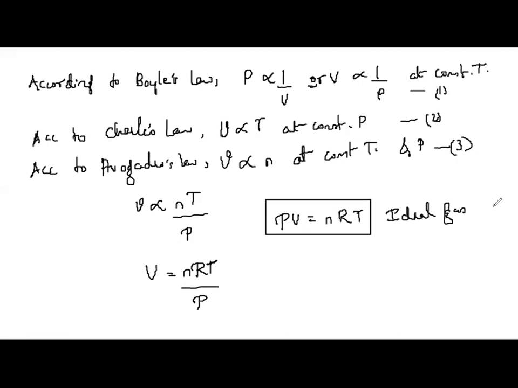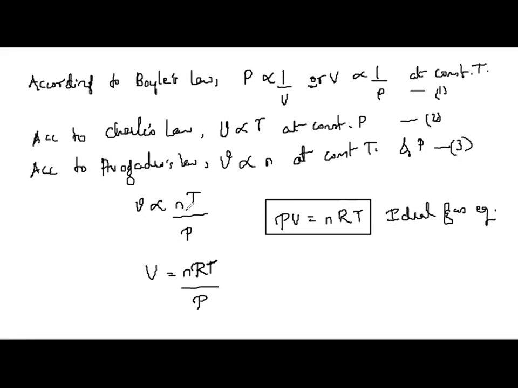Ideal gas equation. It is called the ideal gas equation: PV = nRT. According to Boyle's law, volume is inversely proportional to pressure at constant temperature. According to Charles' law, volume is directly proportional to temperature at constant pressure. According to Avogadro's law, volume is directly proportional to the number of moles at constant temperature and pressure.